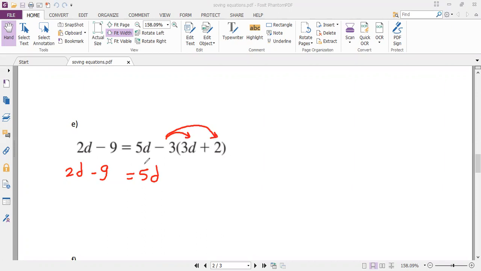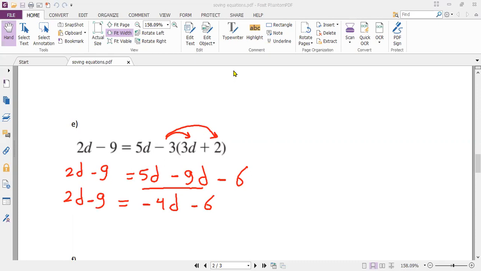So expand, minus 3 times 3d, it's minus 9d, okay? And minus 3 multiplied by 2, it's minus 6, okay? So I expanded, I multiplied the negative 3 by all terms inside the bracket. So we ended up with 2d minus 9 equals, I have 5d minus 9d. You know, 5d minus 9d, it's minus 4d. And minus 6 as it is.